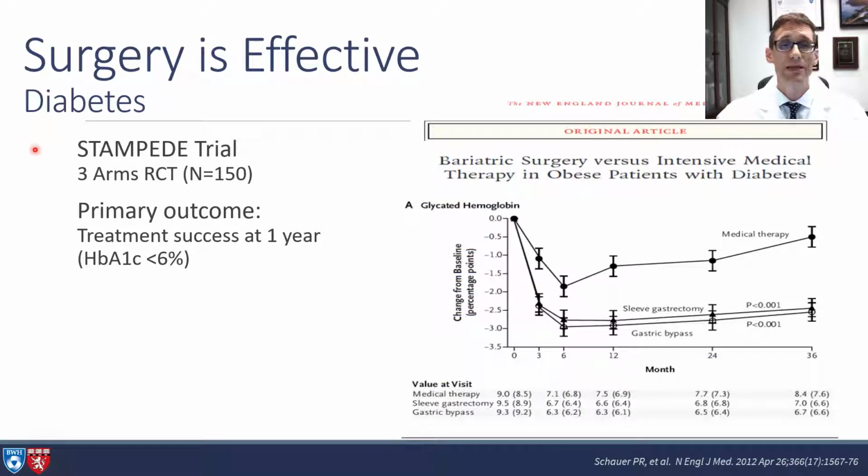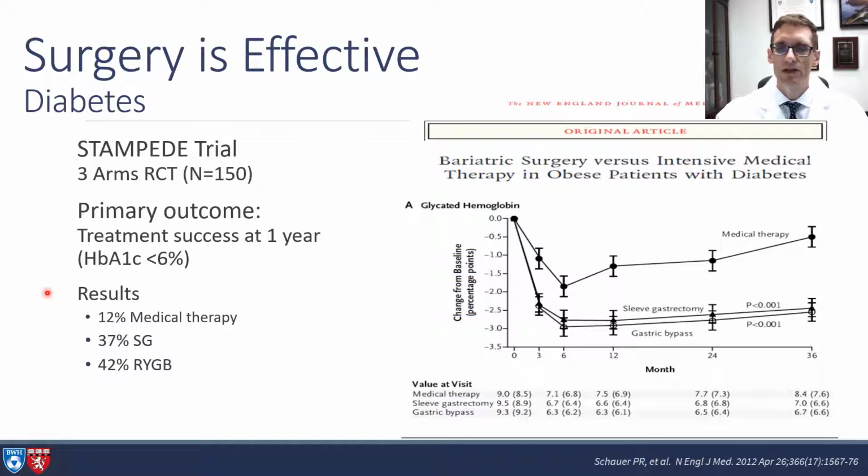And the first is the STAMPEDE trial. This was a 3-arm randomized controlled trial from the Cleveland Clinic. And 3 arms included medical therapy, sleeve gastrectomy, and gastric bypass. And the primary outcome was treatment success at 1 year, defined as the hemoglobin A1C of less than 6%. These are all relatively poorly controlled diabetics. So the results here: only 12% of the patients in the medical therapy arm achieved that goal, where 37% of the sleeve gastrectomy patients did and 42% of the gastric bypass patients did.